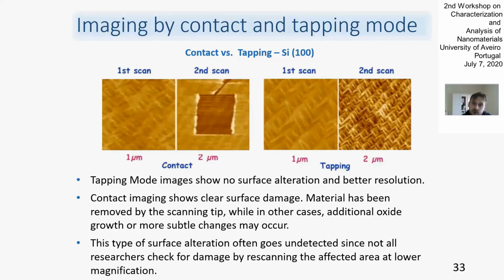But if you later do a second scan, a bit wider in size, in the tapping mode, you will see that actually the area which you scanned in contact mode was damaged. You see some scratching of the places. And if you do the same thing in the tapping mode, you see that there is no damage to the surface, and the relief becomes sharper. It means that you don't have any strong, destroying interaction between the tip and the surface.